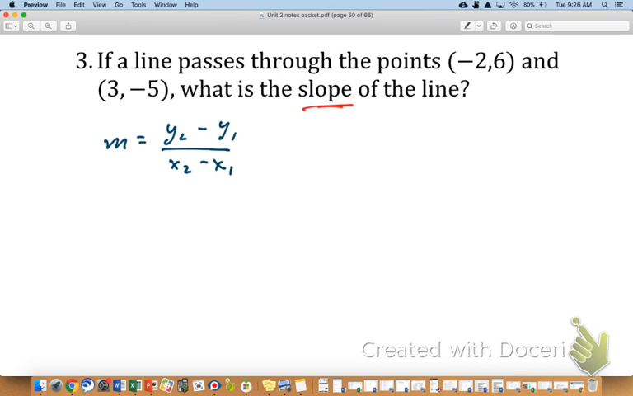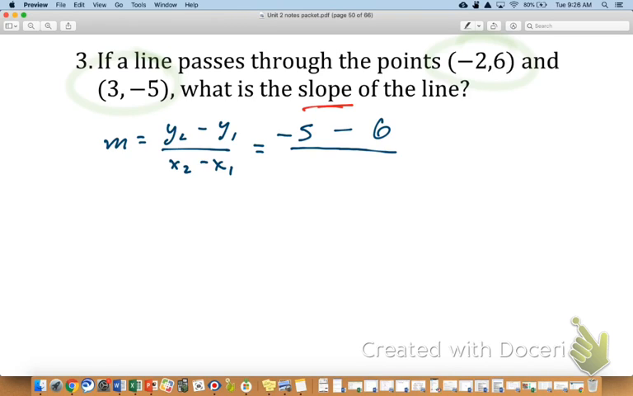So let me ask you guys this. For ours, you might have had a little different order, but I'm going to go with this. When looking at my 2 points here and here, what's the second y? Negative 5 is the second y. What's the first y? And then how do you find the change between two things? You subtract. So I've got a negative 5 and I've got a 6.